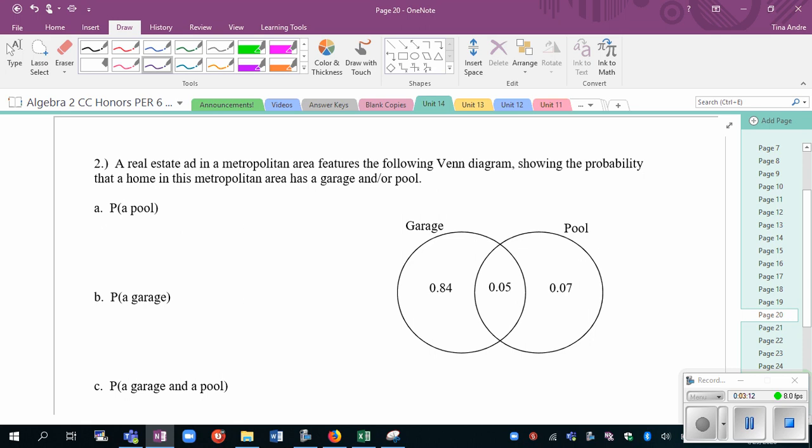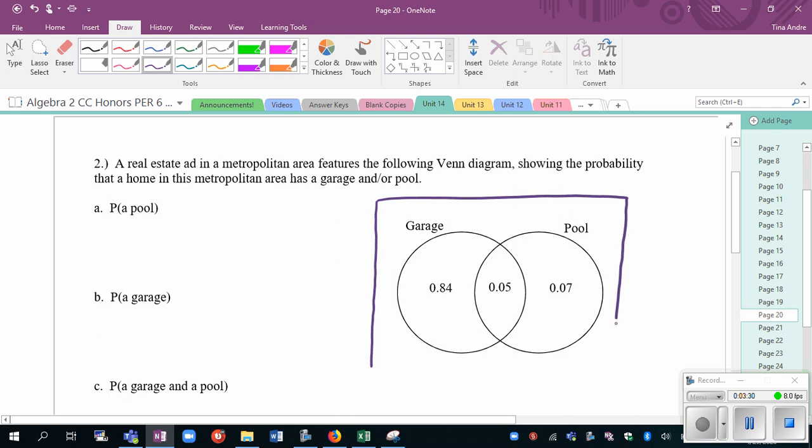So for number 2, it says a real estate ad in a metropolitan area features the following Venn diagram showing that the probability that a home in this metropolitan area has a garage and or pool. So remember, this total, even though we don't see this rectangle, if we enclose these circles, the total here would be 100%. So the total in this situation would equal 1 since we're talking about decimals.